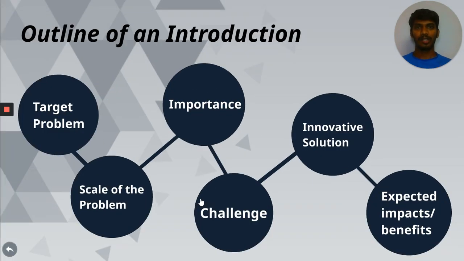Your research proposal introduction should answer the following questions for the reader in a very concise paragraph. Questions like: what is the target problem? Who are affected and what is the scale of the problem? Why is it important to solve the problem? What are the challenges which are faced until now to solve this problem? What is your innovative solution? And what are the expected impacts and benefits of the solution?